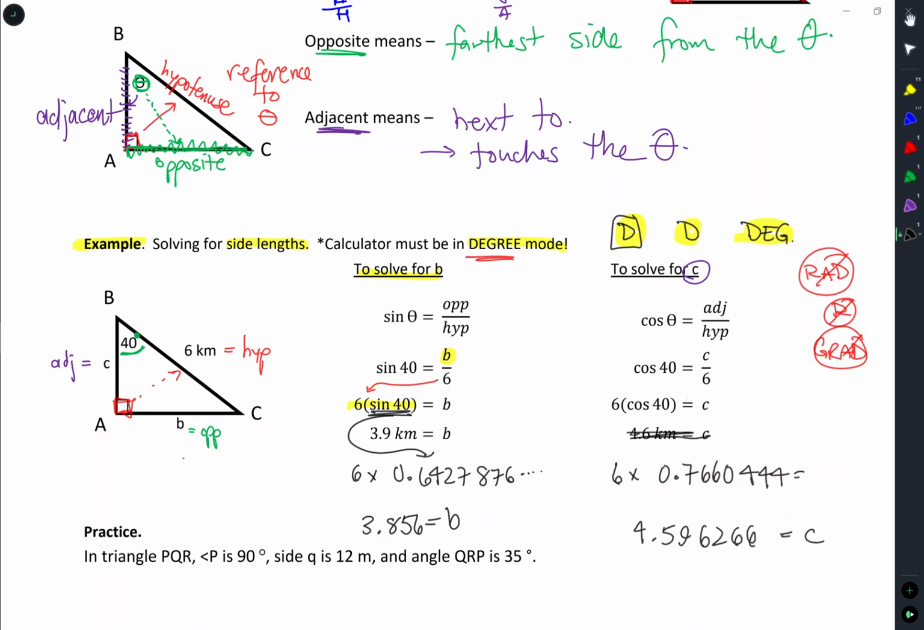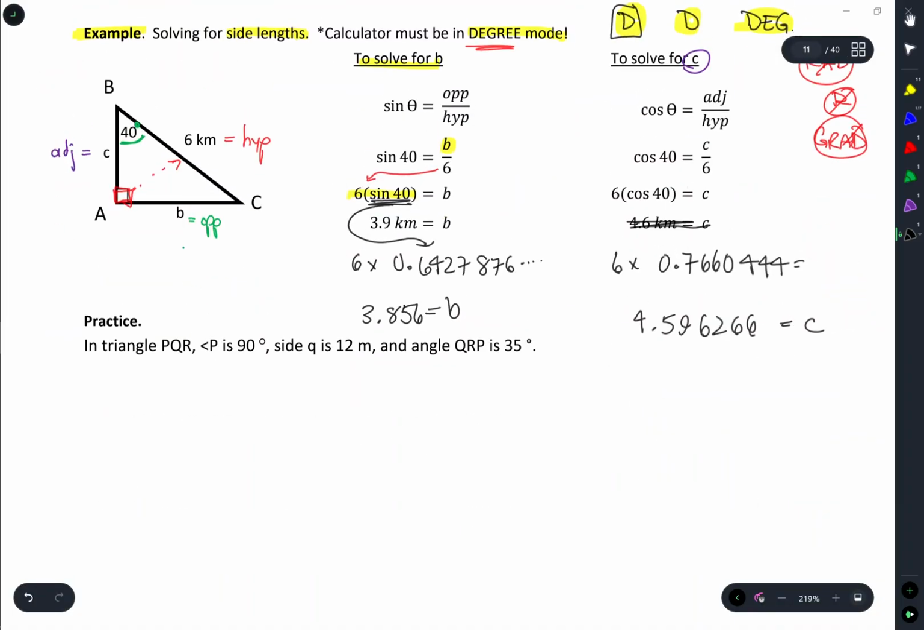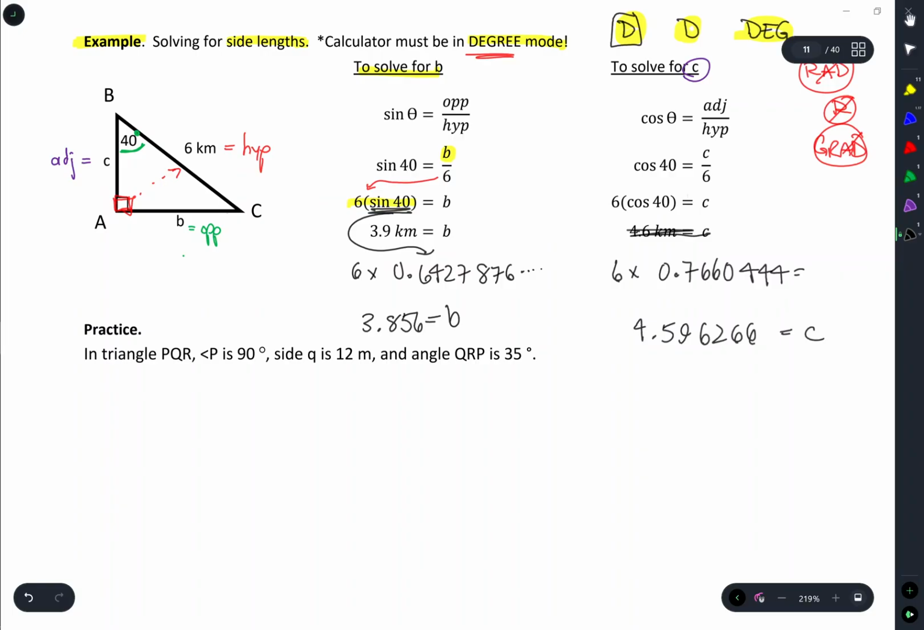Okay, so we need to make sure your tech's working. If tech's working, let's try some problems. So here's a little bit of practice. I'm going to leave the examples up there, and we will see if we can solve this practice here. We have triangle PQR. So first step, read the problem.